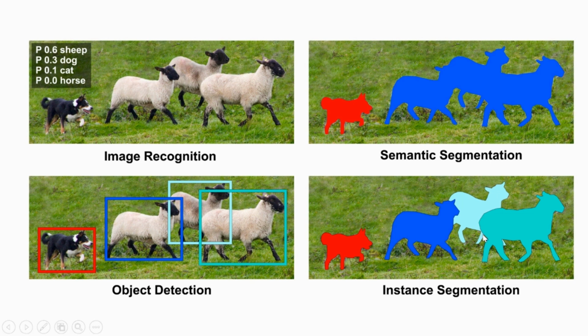You can see over here, all the goats have been categorized as blue color and the dog has been categorized in red color. So this is called semantic segmentation, and we do have something like instance segmentation, where each and every goat is categorized by 3 different colors. So in this video, we are going to see from scratch how to perform image segmentation using OpenCV.